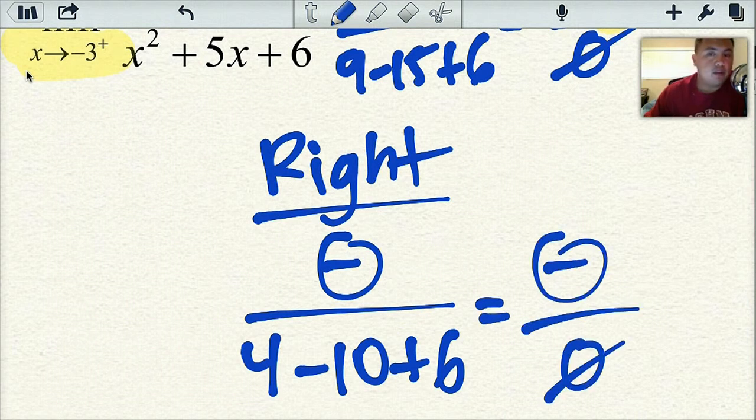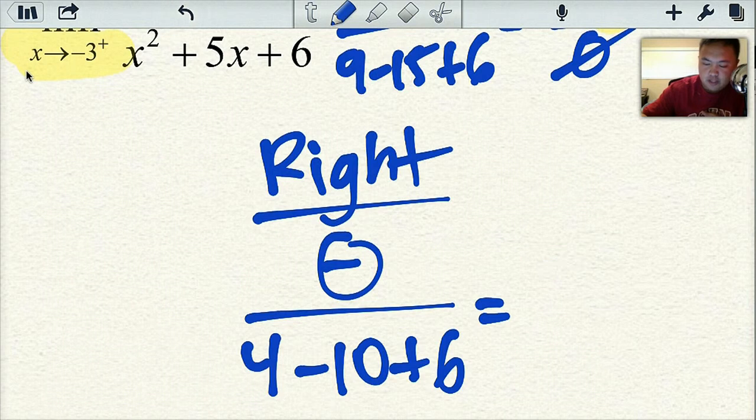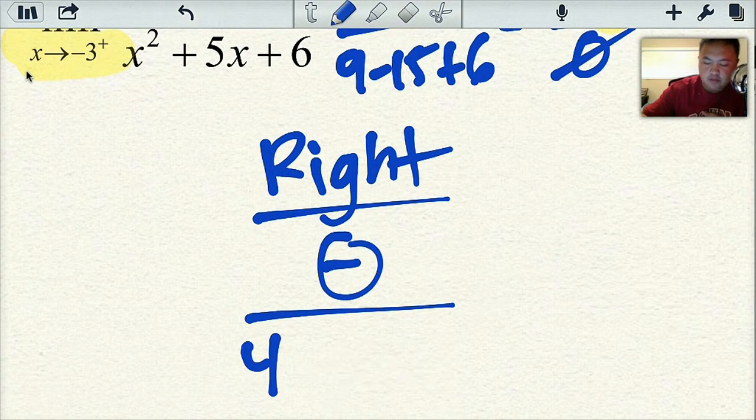No good. And you're probably saying, what did I do wrong? That means you actually found another infinity limit. But in this particular case, that's no good. What I need to do is find another number to the left of negative 3 that does not give me 0. So let's try negative 2.5.